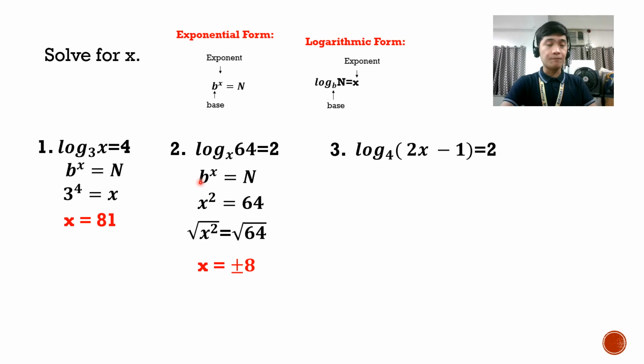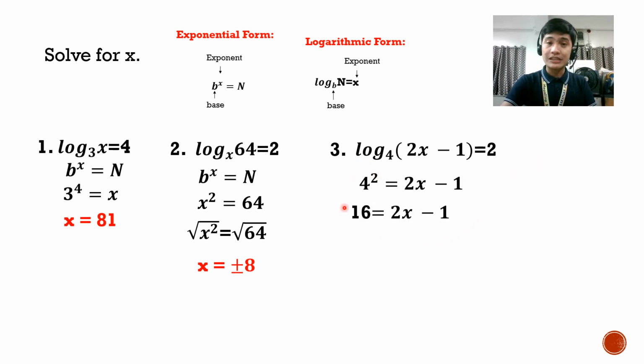Let's have number 3. Logarithm of 2x minus 1 base of 4 is equal to 2. So, medyo komplikado na ng konti lang naman yung ating number 3. Kaya lang, yung paraan ng pag-solve po dito, kagaya lang din naman nung ginawa natin sa numbers 1 and 2. So, i-convert natin to into exponential form. So, 4 raised to 2 is equal to 2x minus 1. Kinonvert lang natin ito sa exponential form. Okay, simplifying this further, you have 16 is equal to 2x minus 1.